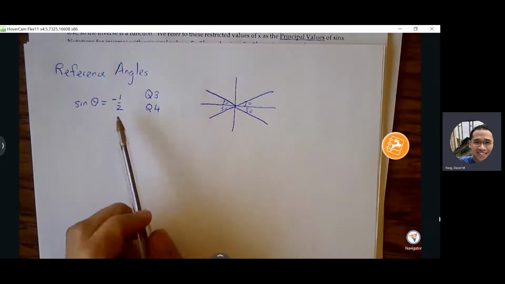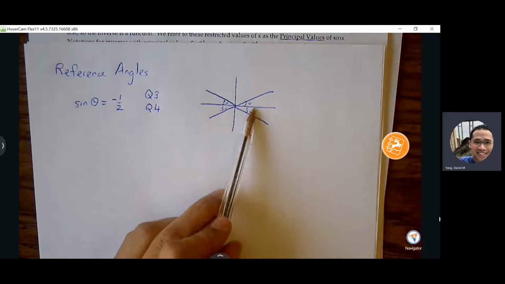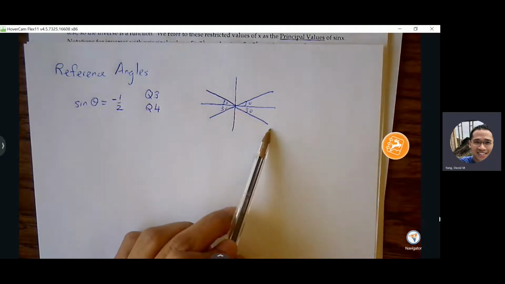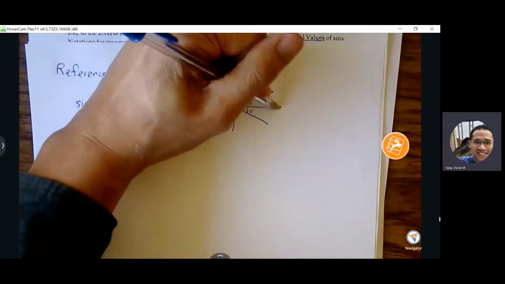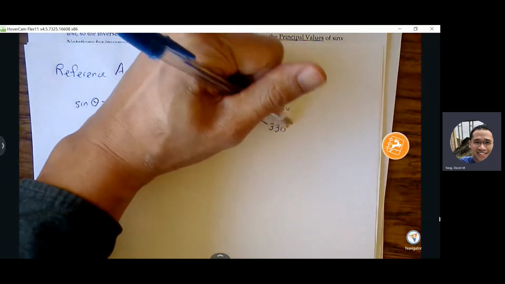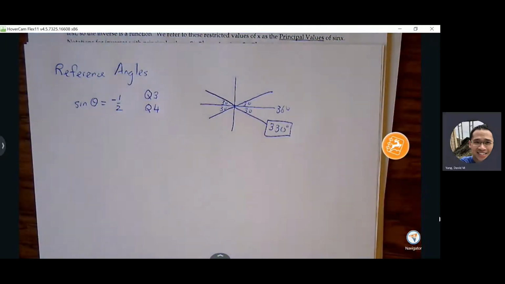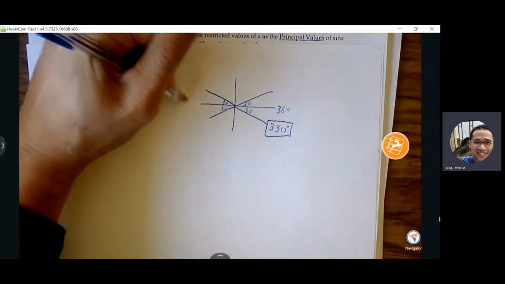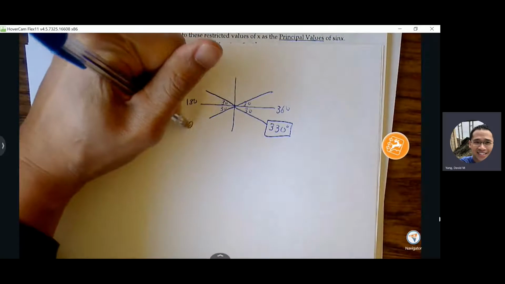So we know that sine is going to be -1/2 in the fourth quadrant. In the fourth quadrant, you're going to just always involve the x-axis and either add or subtract 30 degrees to get to where you want to be. So this is 360 degrees minus 30 degrees. So this is 330. And then the third quadrant will be 180 plus 30, which is 210 degrees.